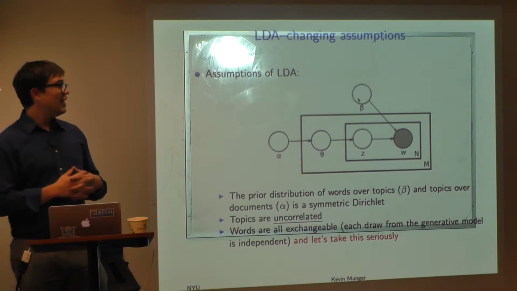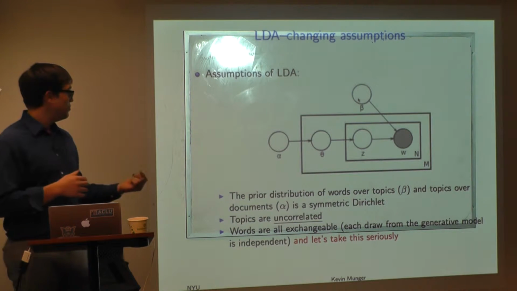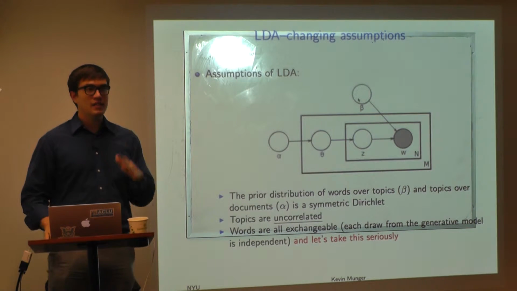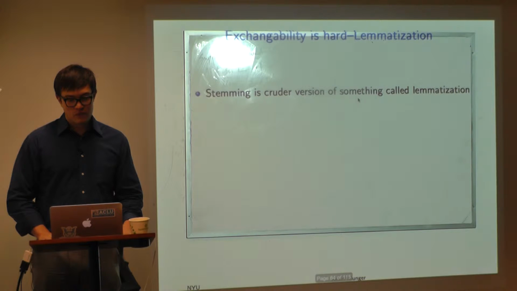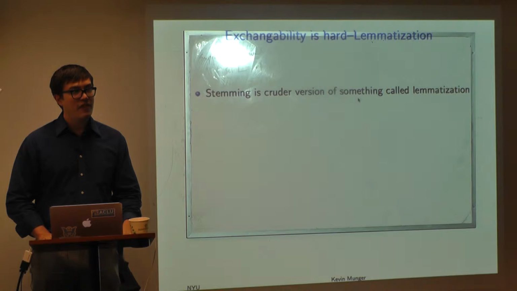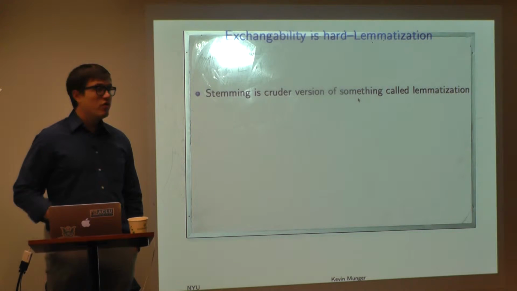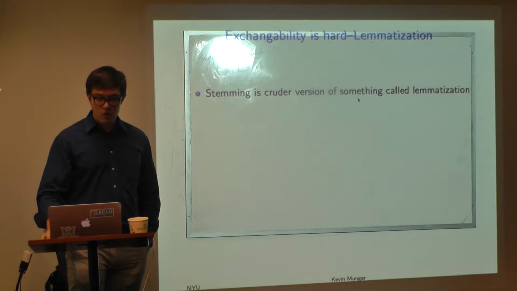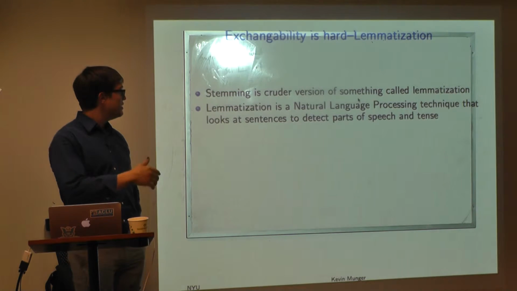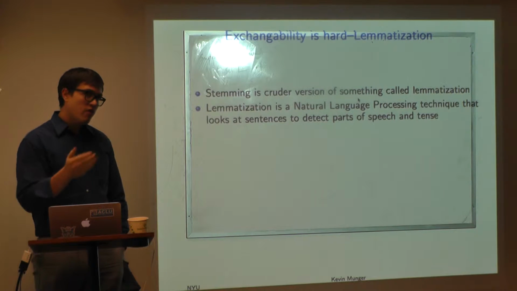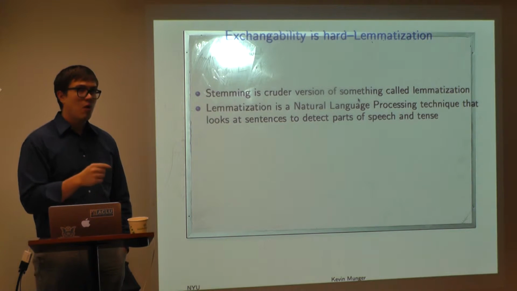Finally, we actually cannot relax this assumption here, but we can take steps to make it less problematic. This exchangeability thing is hard, so we are going to use something called lemmatization. Stemming is basically a cruder version of lemmatization. Lemmatization requires some more natural language processing. What it does is you look at a sentence, you look at the structure of the words in the sentence, and you learn something about what those words mean.